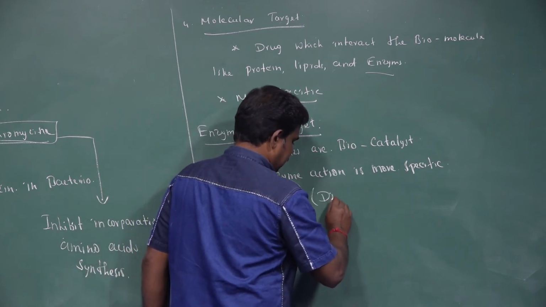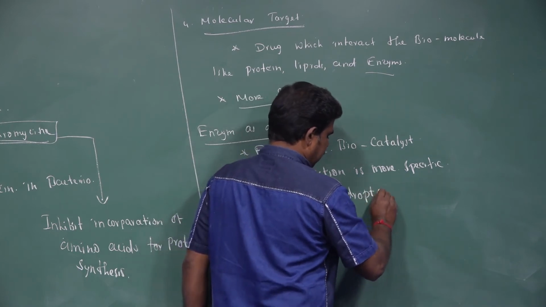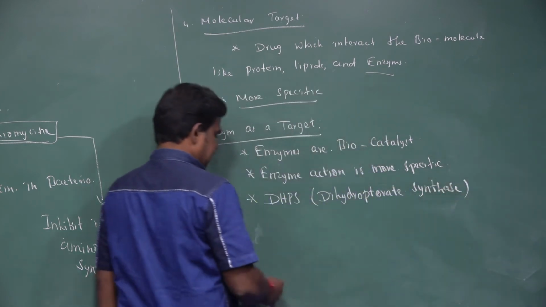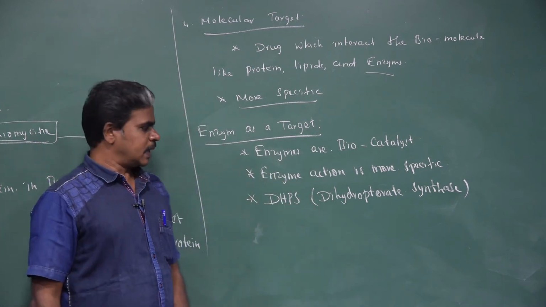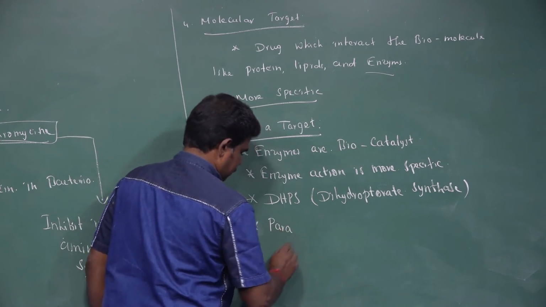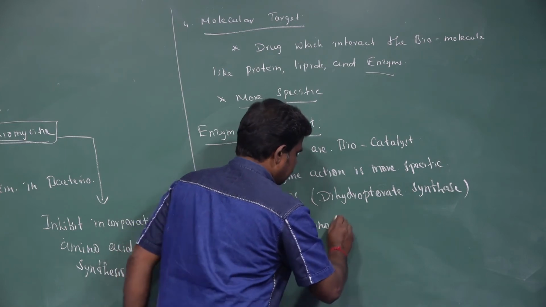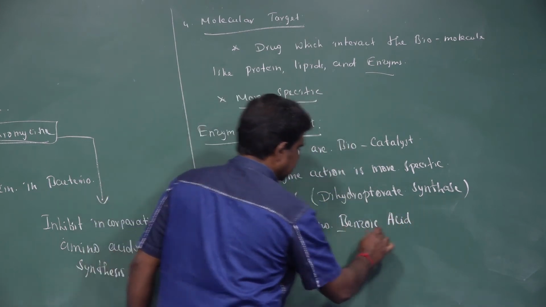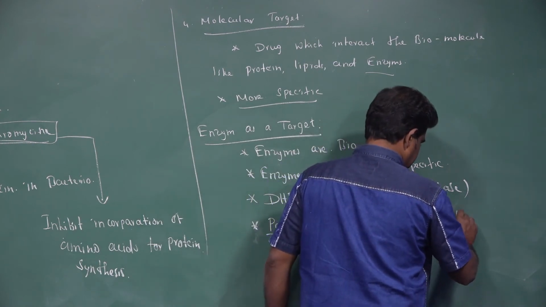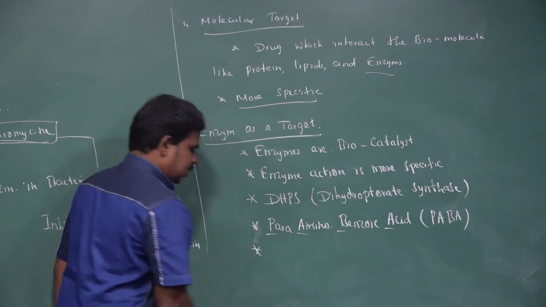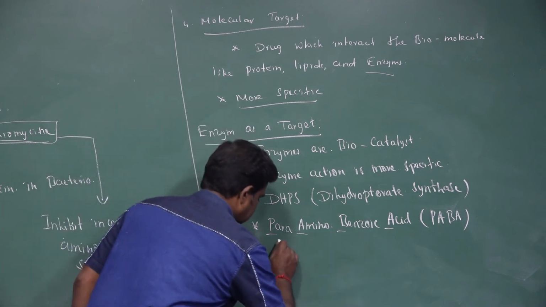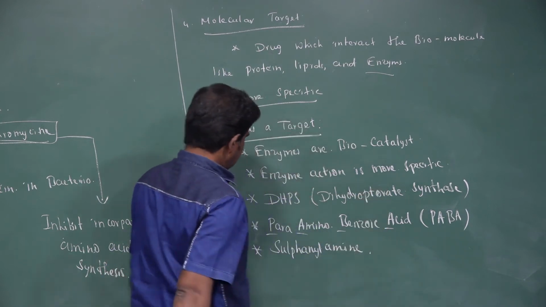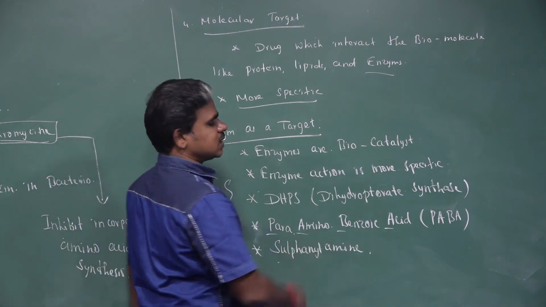Now we are taking the enzyme DHPS, dihydropteroate synthase, which is known as DHPS. Then para-amino benzoic acid, which is considered as PABA. Now, we are taking a drug, that is sulfonylamide. We may take the mechanism of this enzyme, PABA and the sulfonylamide.